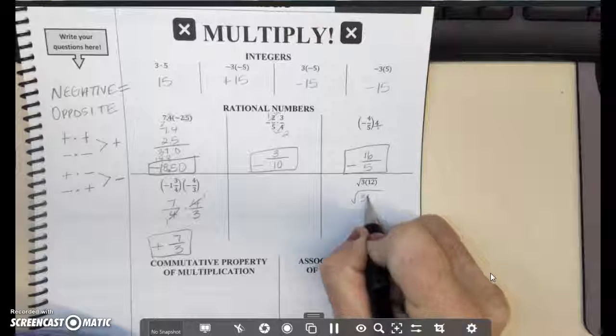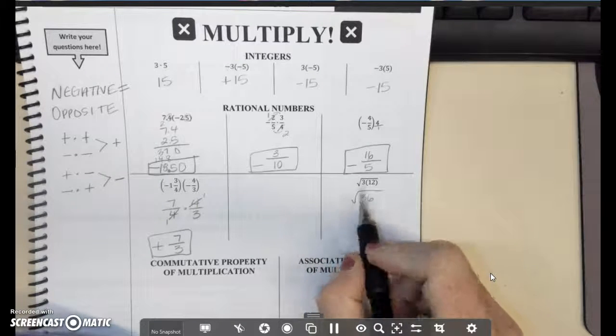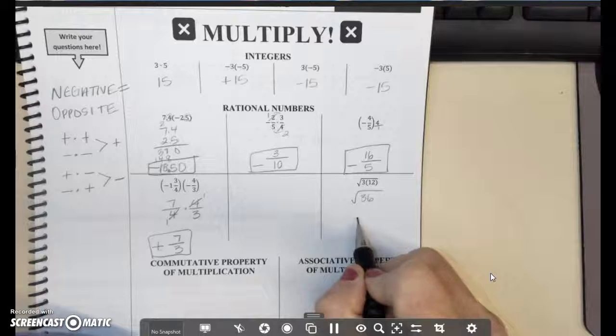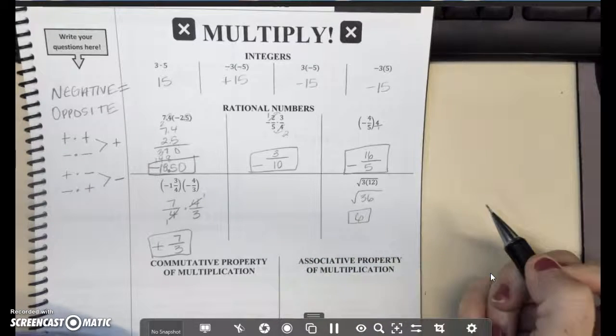All right, so we've got a positive times a positive within our square root. 3 times 12 is 36. And then square root of 36, which means what number times itself gives you 36, would also be 6.